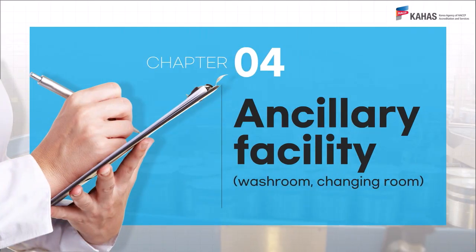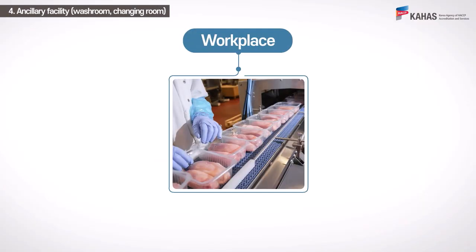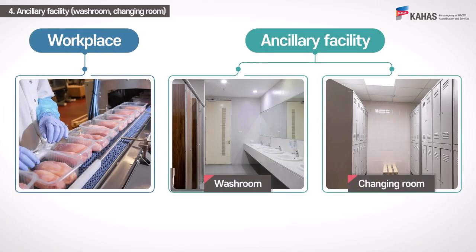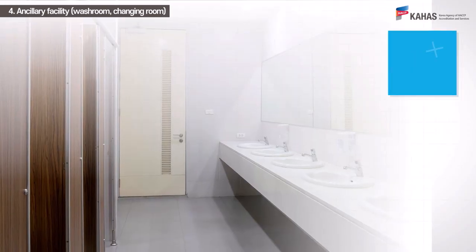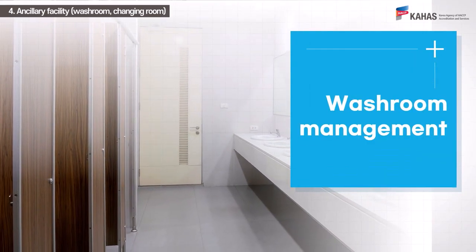Ancillary facility. Workplaces have spaces where actual work takes place, but there are also ancillary facilities such as washrooms and changing rooms. To prevent cross-contamination, the sanitary control of the ancillary facilities must also be thorough. Therefore, let's find out what the conditions are for ancillary facility management. First, let's learn about the washroom management.